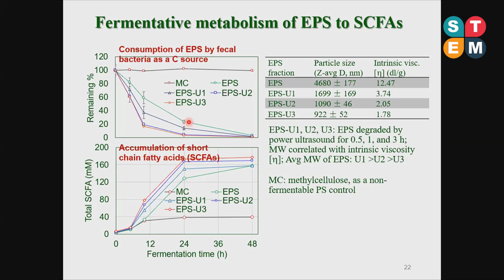But just initially. If we keep the culture for a long time, then they all reach the same level. So all the EPS could be utilized by the fecal bacteria. This shows that the EPS can be fermented by the fecal bacteria and produce short-chain fatty acid. Short-chain fatty acids are beneficial to host health, as I have shown previously. So the major finding is that lower molecular weight polysaccharide was more quickly consumed by fecal bacteria.